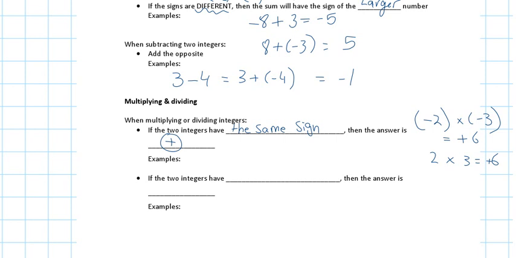If the two integers have different or opposite signs, which means one is going to be positive, the other one is going to be negative. So let's say if I have 3 times negative 2, my answer is going to be negative 6, right? So the answer is going to be negative.